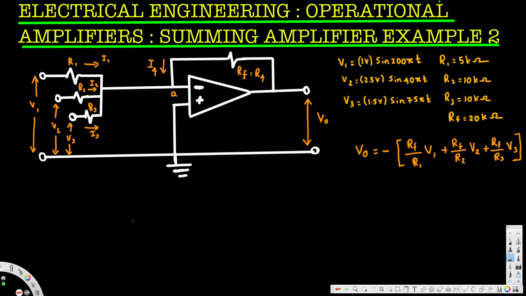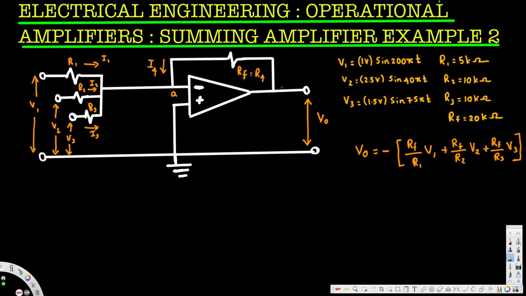Guys, in this video we are going to see an example on how to use the summing amplifier. In this particular problem we are going to see how to find out this V out voltage. For a summing amplifier we use this equation: V out is equal to negative RF over R1 V1, RF over R2 V2, RF over R3 V3, and we add them together. If you want to know how we derived this equation, you can watch my previous video. I have shown how we derived this.